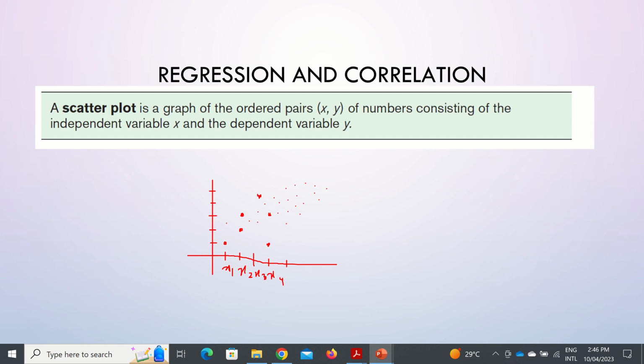And obviously, what is the purpose of a scatter plot? A scatter plot basically gives you the general behavior of the data, whether the data has a linear behavior. We are not talking about exact linearity, we are talking about linear behavior, whether the data has a linear behavior or a non-linear behavior, whether the data has an increasing linear behavior or a decreasing linear behavior. This one is an increasing linear behavior, whereas this one is a decreasing linear behavior, right.